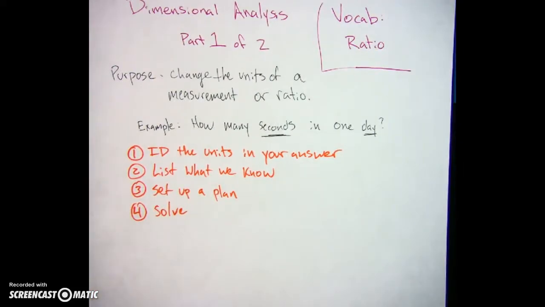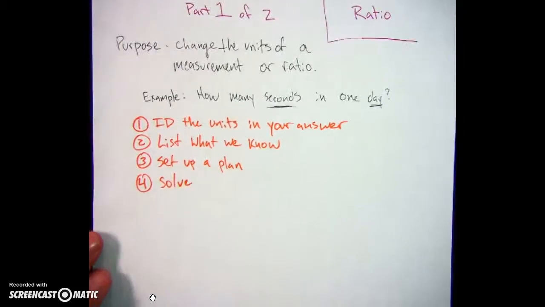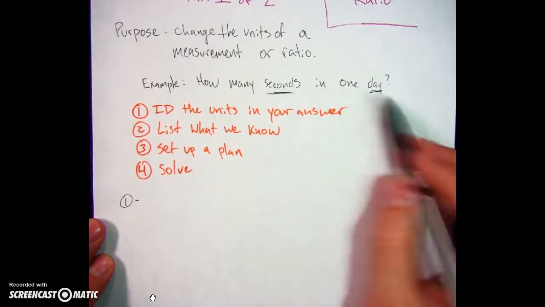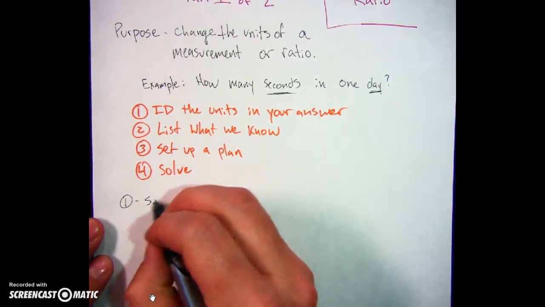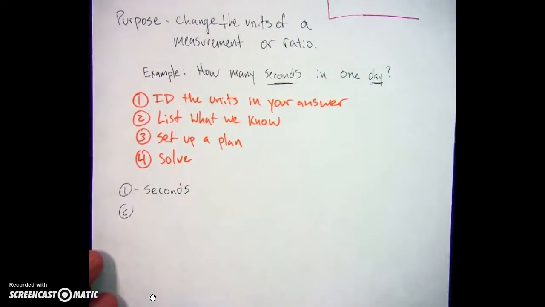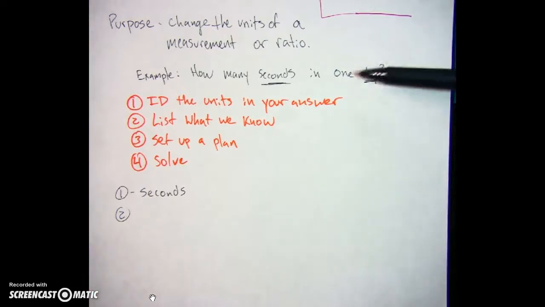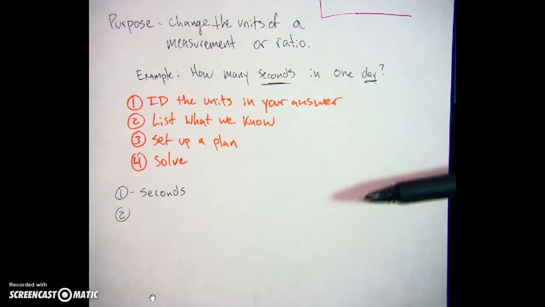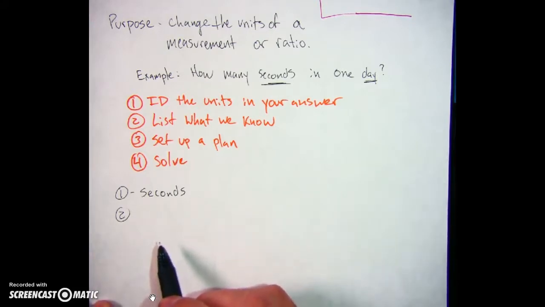For our example problem, the first step is to ID the units in our answer. So step number 1: we want seconds starting from day, so the units for our answer had better be in seconds. Step 2 is to list what we know. Many times the stuff that we know is going to come straight from the example. Sometimes it's not. Many times you're going to have to go to your handy unit conversions sheet that you received in class in order to get the things that you're going to need to plug in. Sometimes you'll write down things that you know that don't end up getting used, but that's okay.